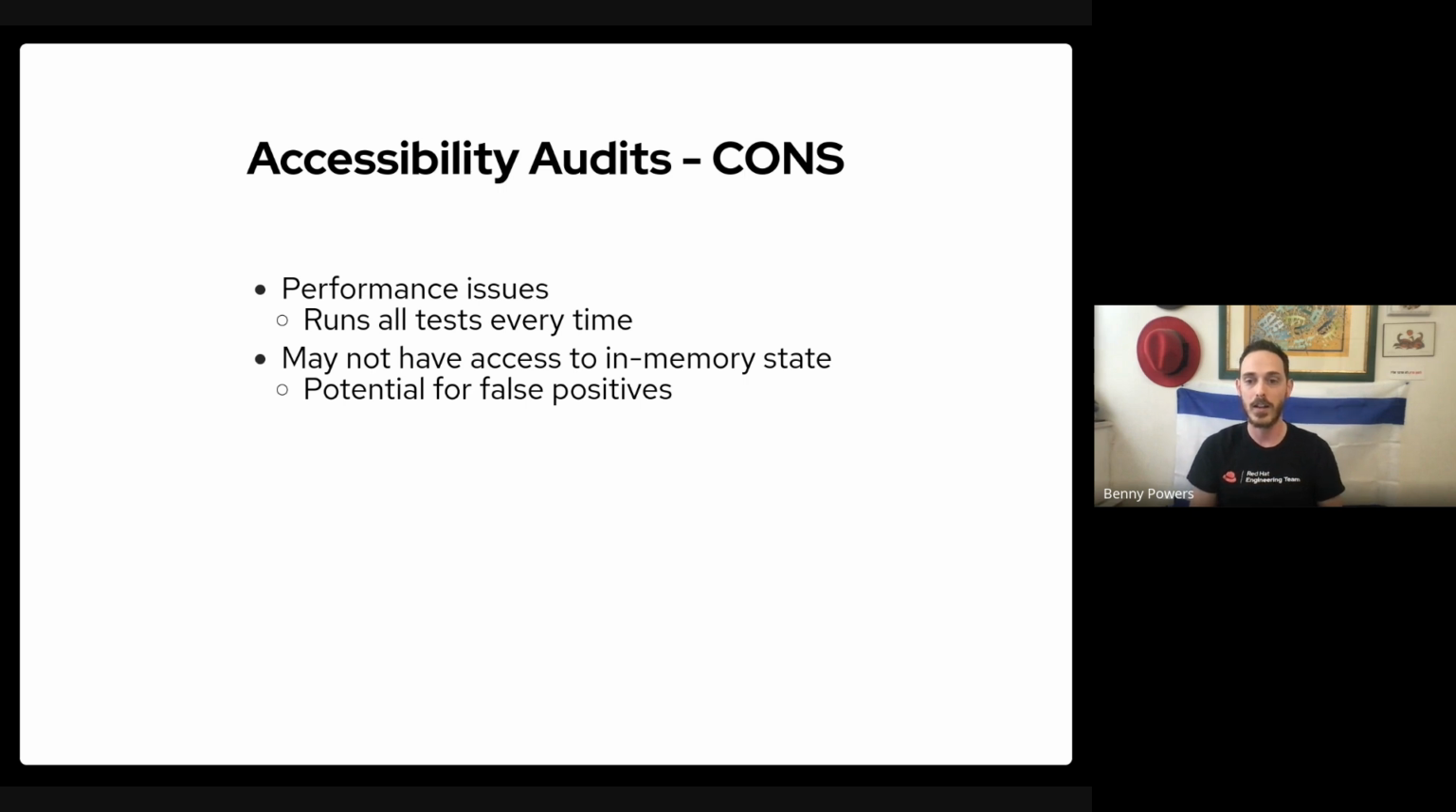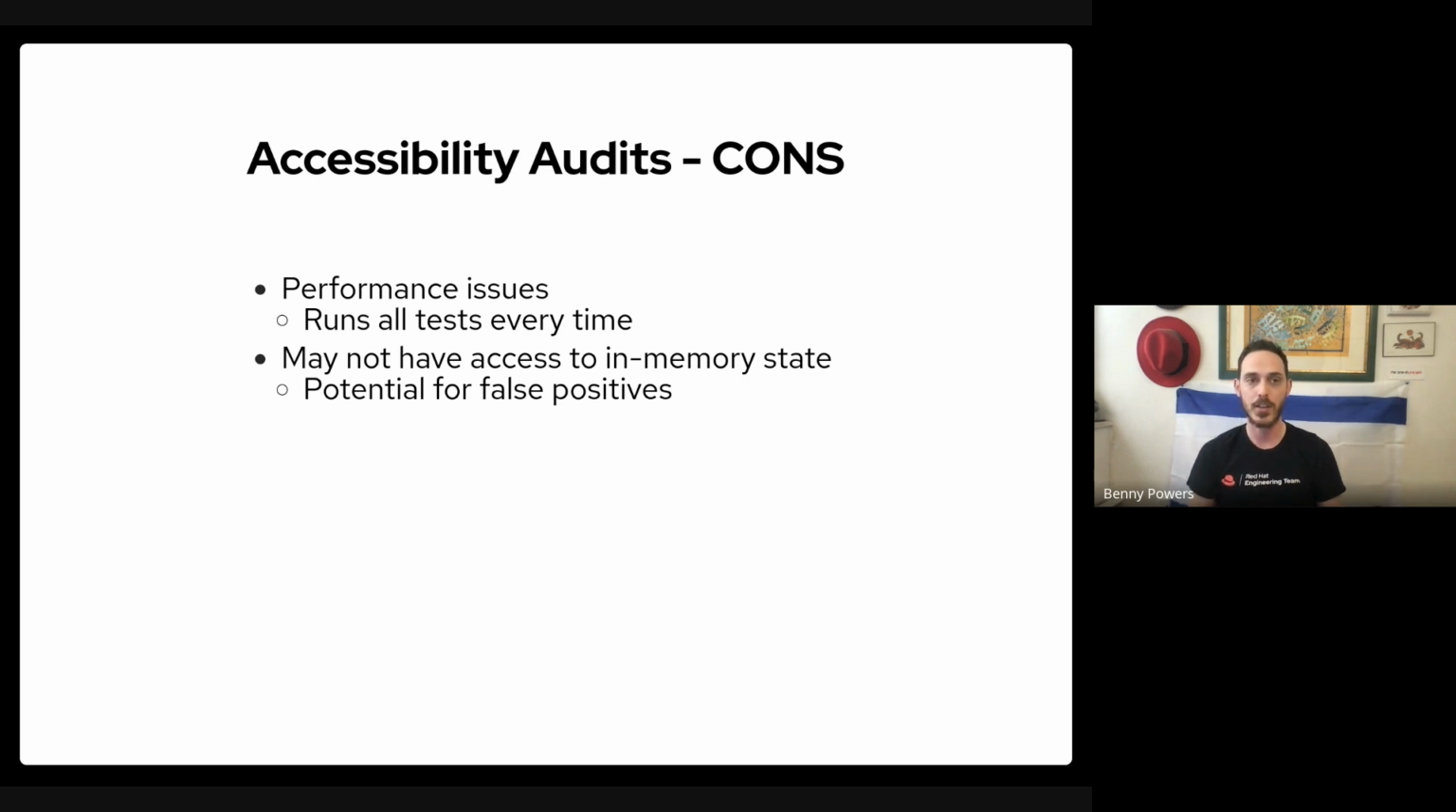As well, the tools that you're using to do the audit, the most popular one is Axe from the Deque University. It may not have access to that in-memory state, accessibility state that we talked about previously. It might also just be running assertions on the DOM, and that depends on the upstream tool that you're using. So there's a potential for false positives in that case, where the tool might say that something's inaccessible, whereas users of assistive technology might not actually have any problems with that.